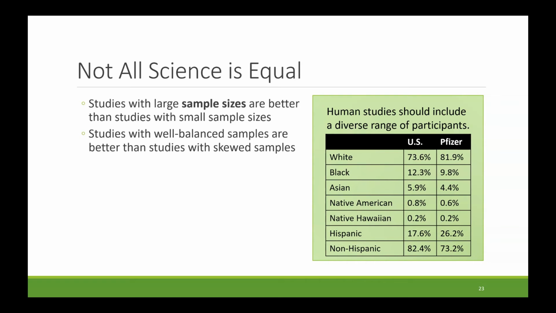So in the middle column of this table, you can see the percentage of each group in the US population based on census data. And then in the right-hand-most column, you can see the percentage of each group that was included in the Pfizer vaccine trial, which by the way included over 44,000 participants. So it was a very large sample size. For example, 5.9% of the US population is Asian, and 4.4% of the clinical trial participants were Asian. So not perfect, but a decent match. And so in this particular example, this clinical trial was considered to be a success in terms of having a well-balanced sample.